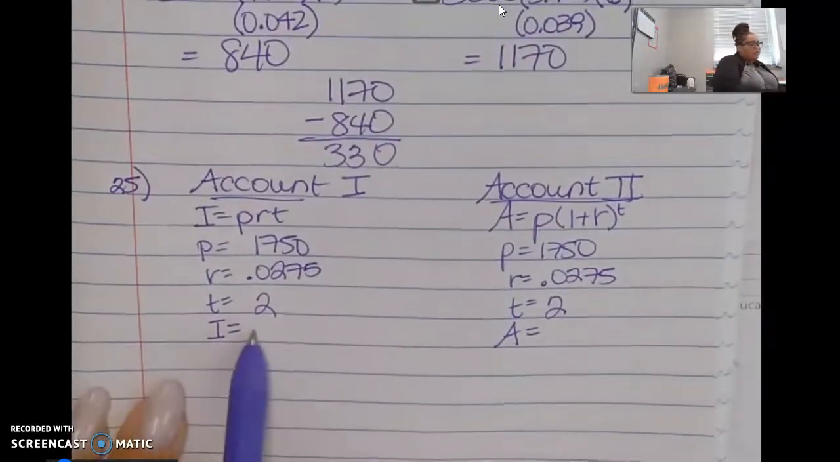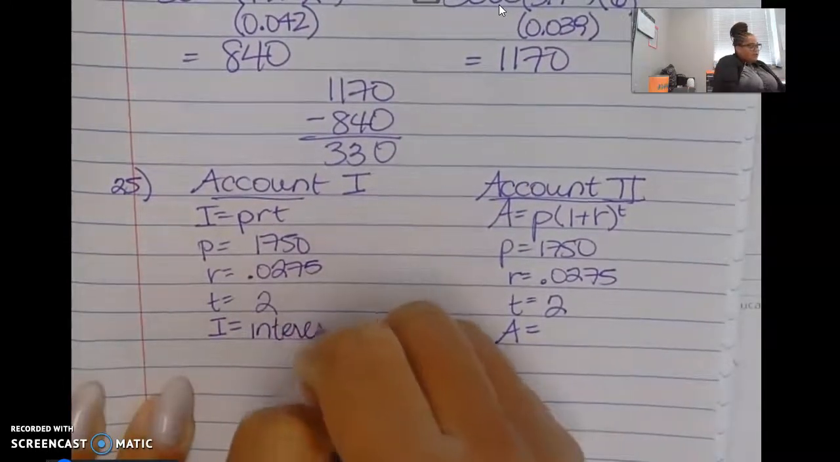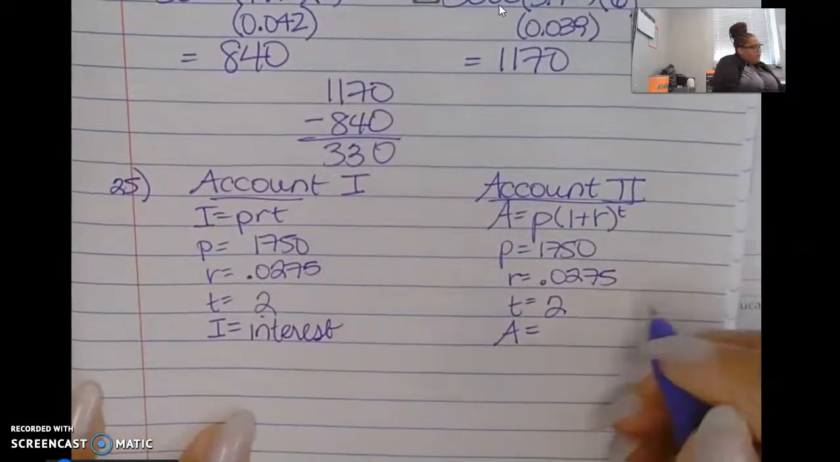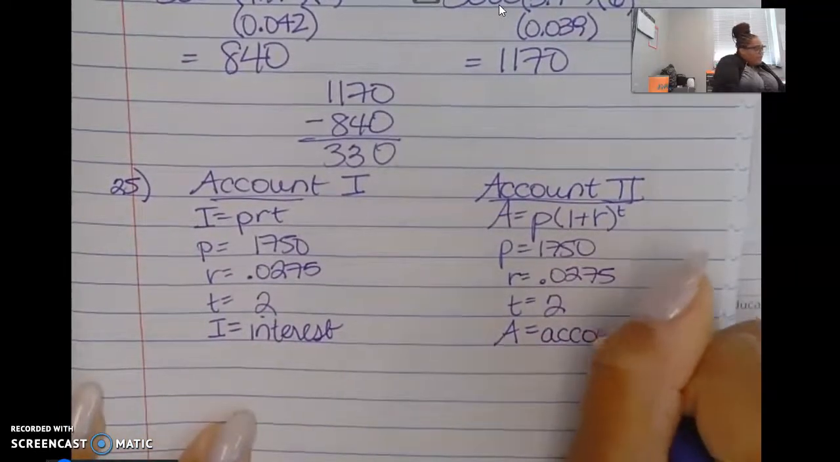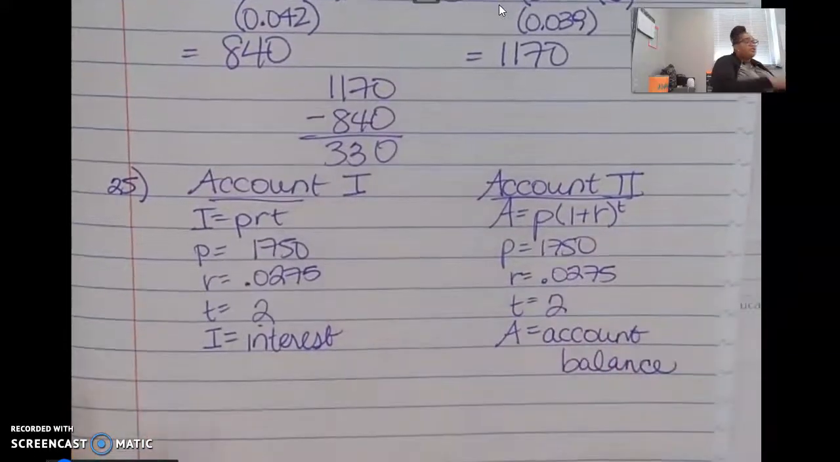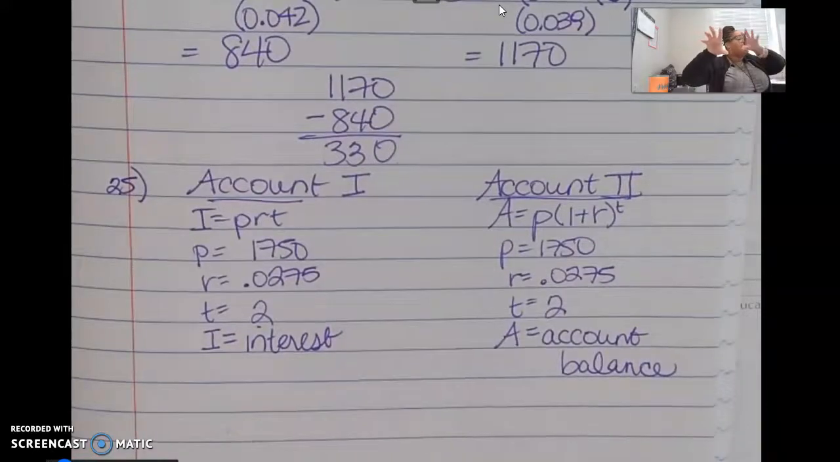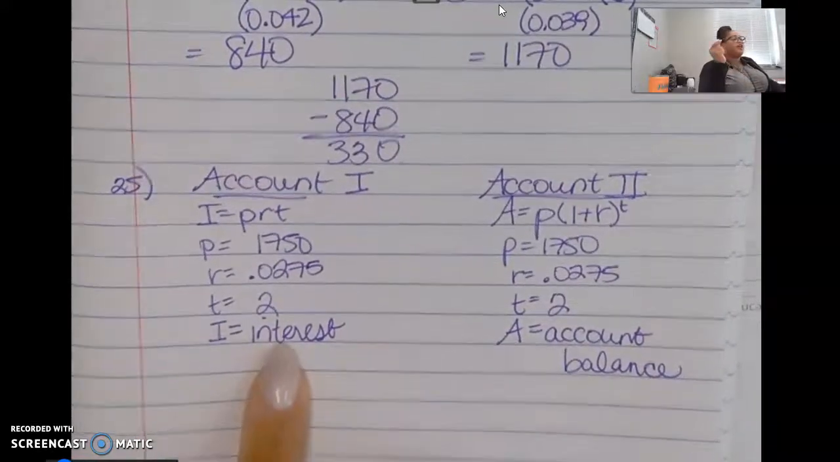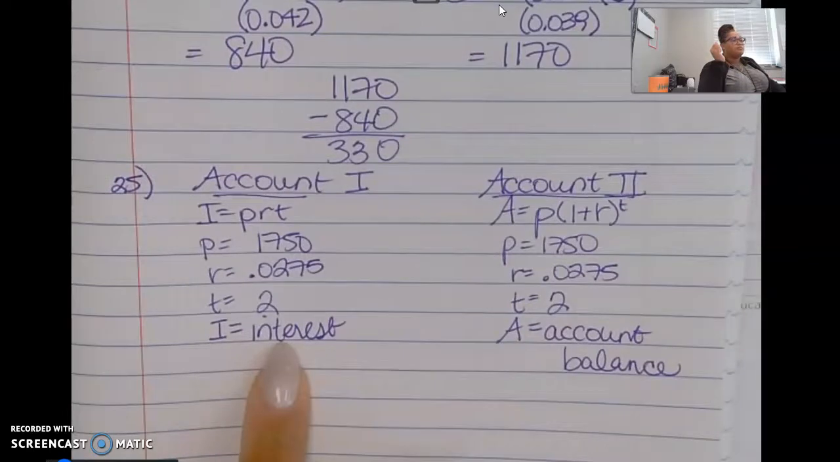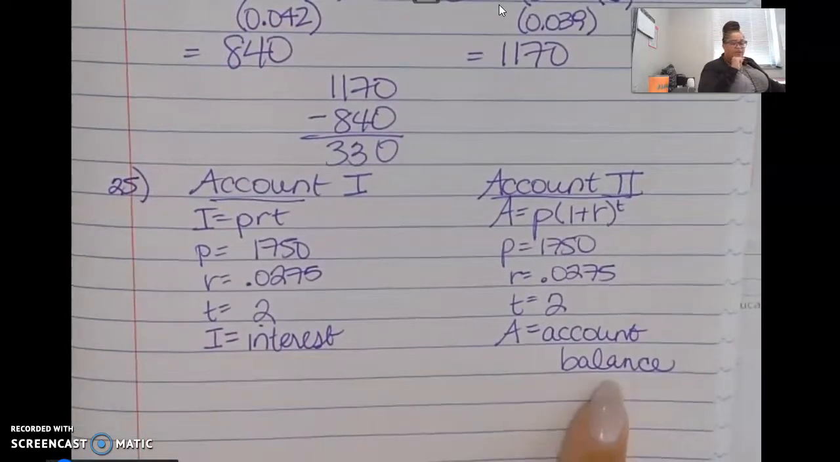What does the I stand for in the PRT formula? Interest. What does the A stand for? The account balance, the total, so you need to subtract. This is the total, the amount of money that I've already had in there, including what? The interest. This is just what? Just the interest. Okay, so I need to find the interest over here.